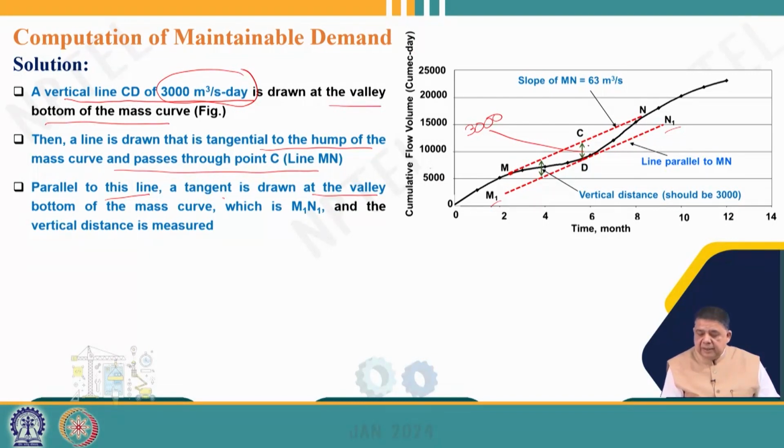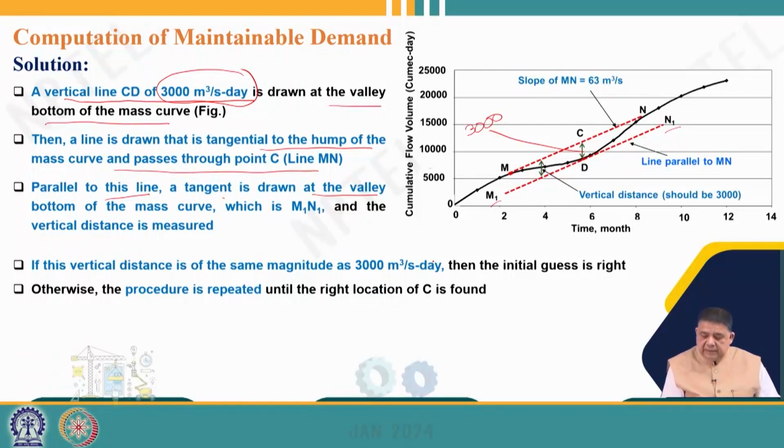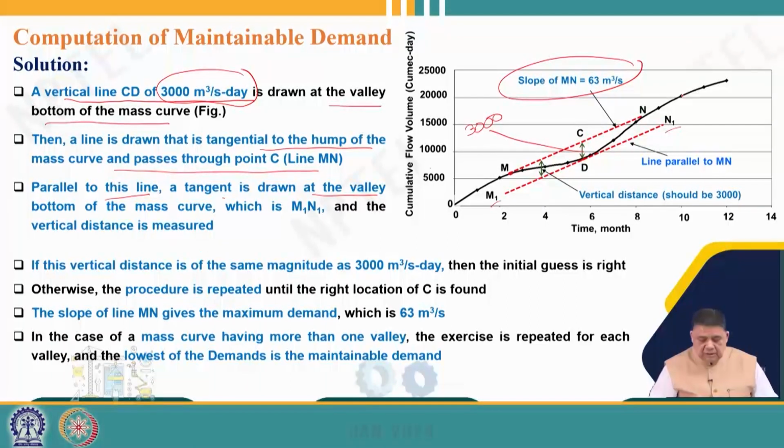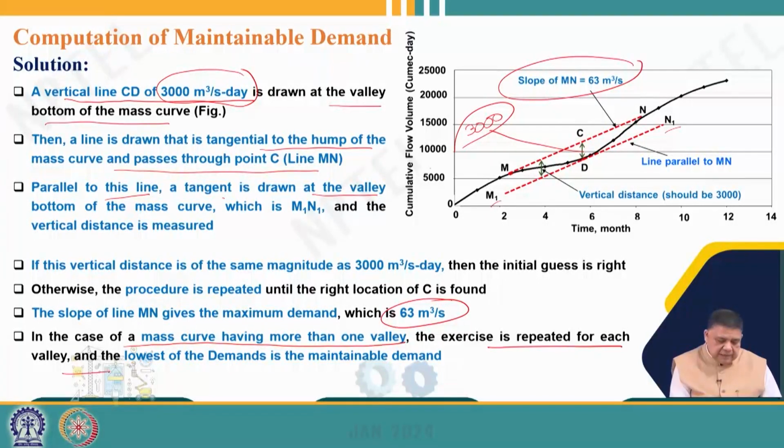If it is so, then our slope is fine, and then we find the slope of the line. In this case we find that the slope of line MN comes out to be 63 cubic meter per day. So, that is the demand which can be sustained by this reservoir when the storage available is 3000 cubic meter days.